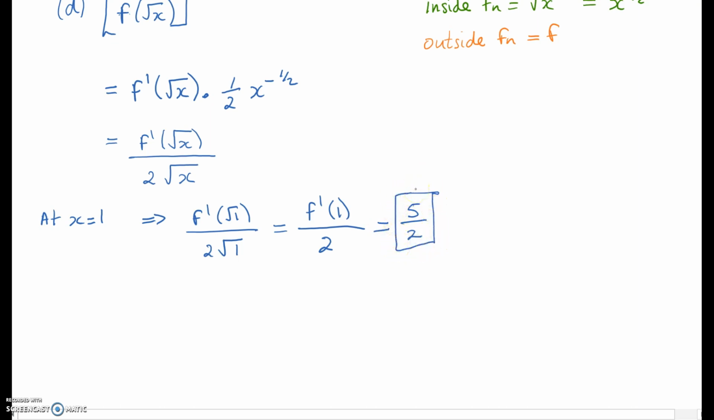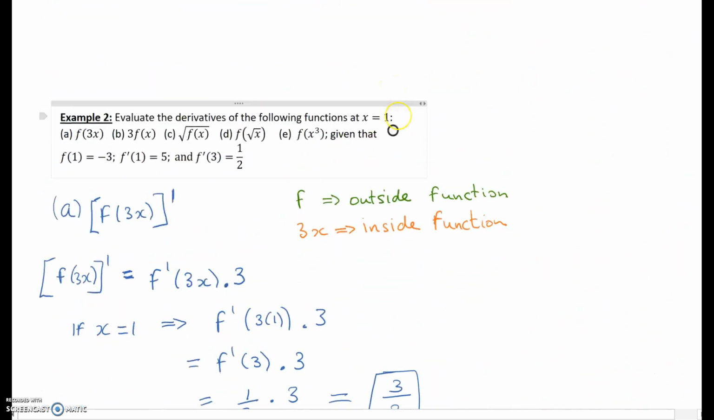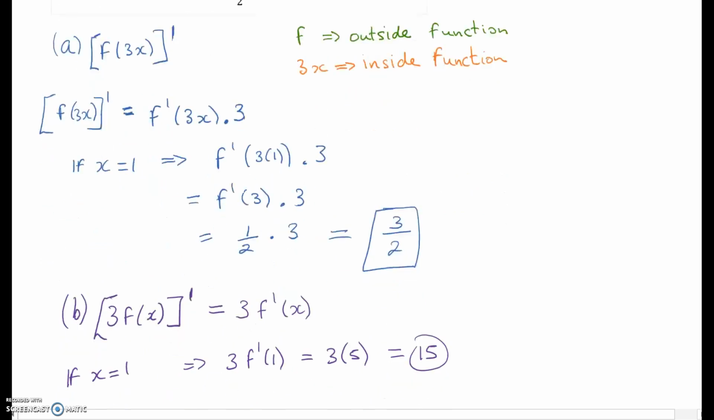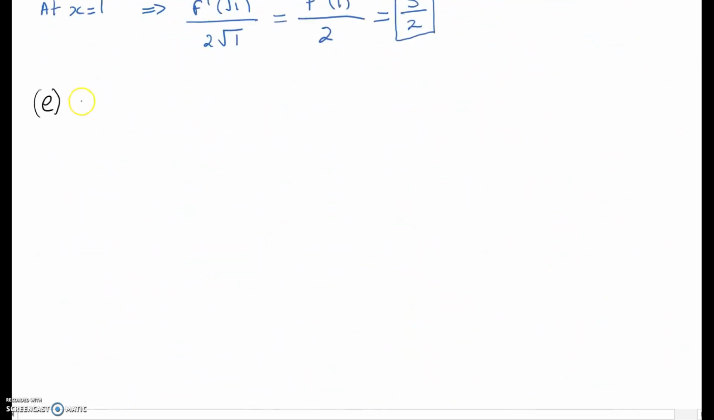Okay, there's one more. So quickly, on to the last one. And let's look at how we would do the last one. This is e, and it's, I think, f of x cubed. Is that what we said? Okay, f of x cubed. So let's try that. We want the derivative of f of x cubed.